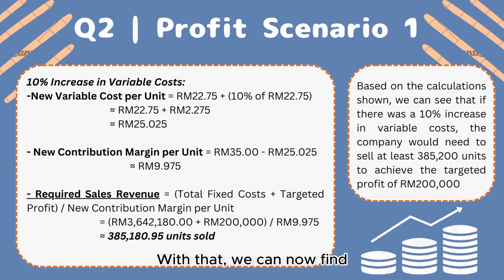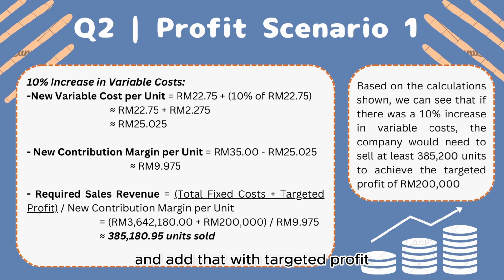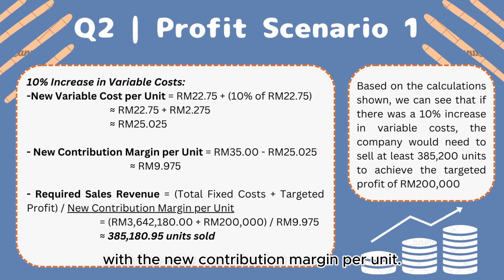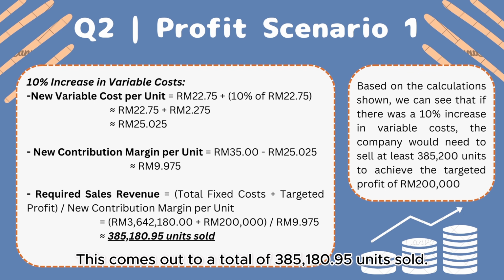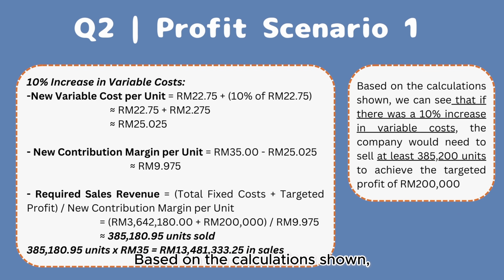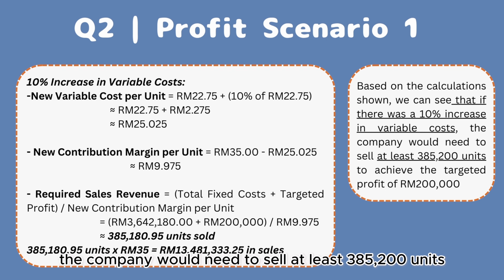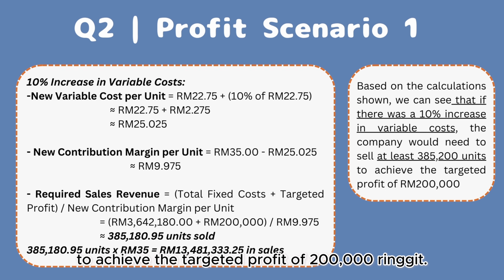With that, we can now find our new required sales revenue. First, we have to take the total fixed cost and add that with the targeted profit, and then divide that with the new contribution margin per unit, which would be 3,642,180 ringgit plus 200,000 divided by RM9.975. This comes out to a total of 385,180.95 units sold. Based on the calculations shown, if there was a 10% increase in variable costs, the company would need to sell at least 385,200 units to achieve the targeted profit of 200,000 ringgit.